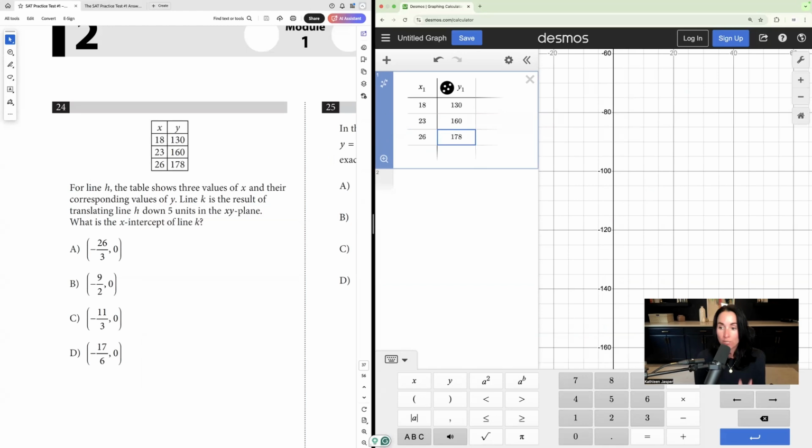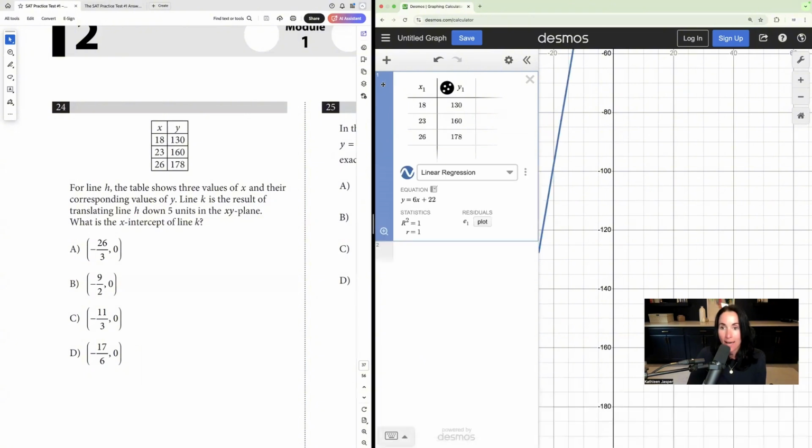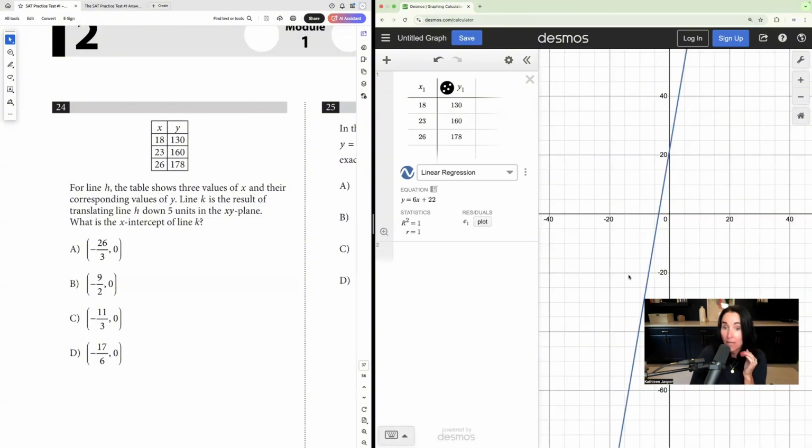Now, whenever you're dealing with a table on the SAT, you want to click this little add regression here. You see it's like a line with some dots on it. Click that. All right, tab that and you get a line. And you can see that the equation of the line is here. Y equals 6x plus 22.